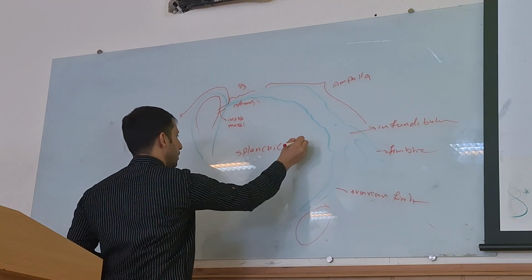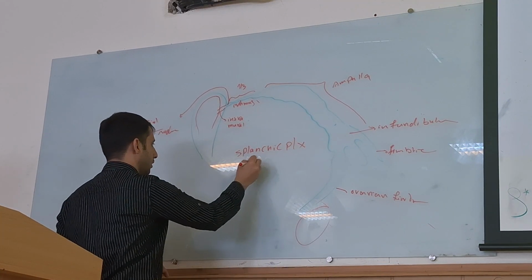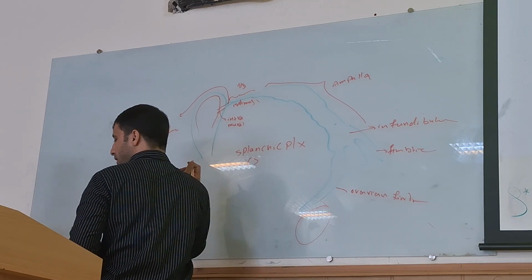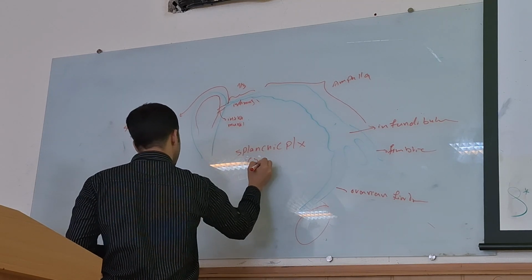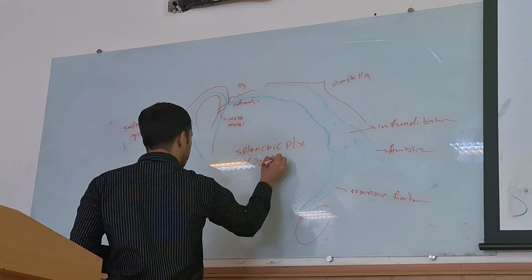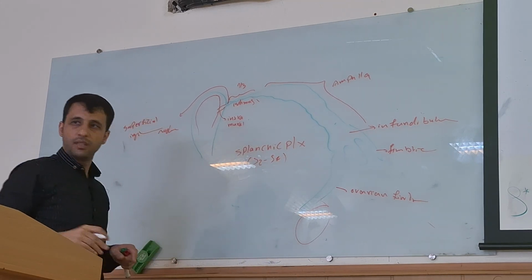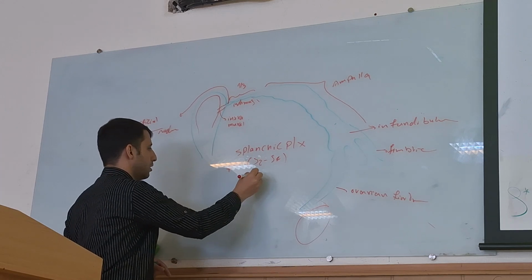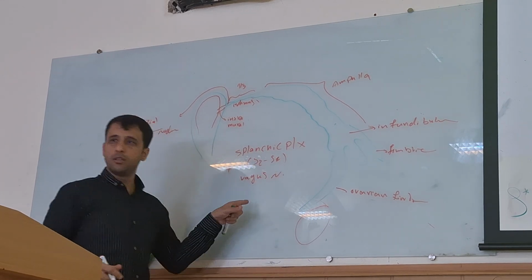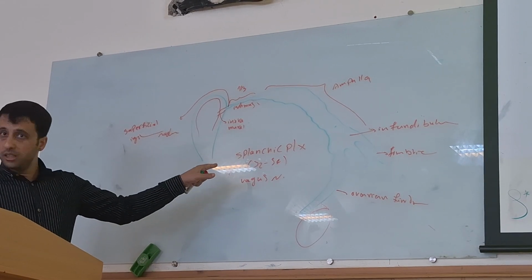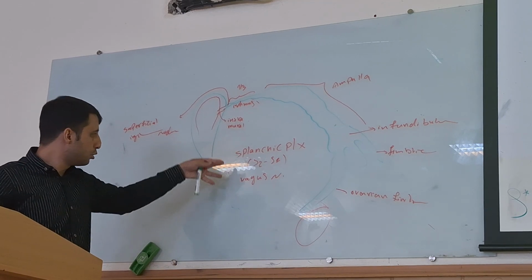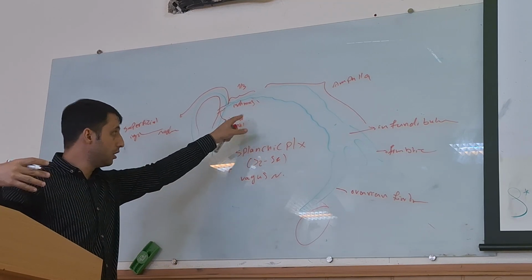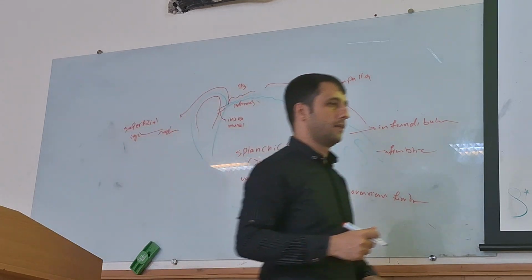Splanchnic plexus and also vagus nerve. Vagus nerve is a parasympathetic nerve. Yes. These two parts make up the parasympathetic innervation of the oviduct.